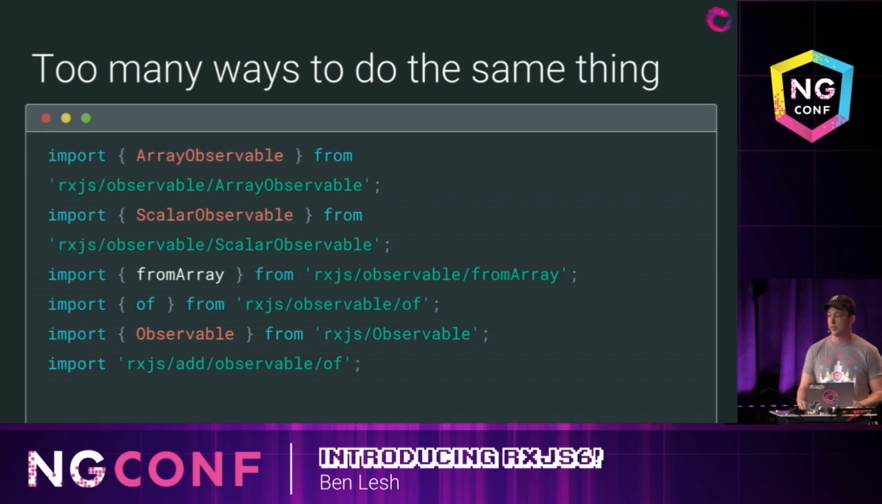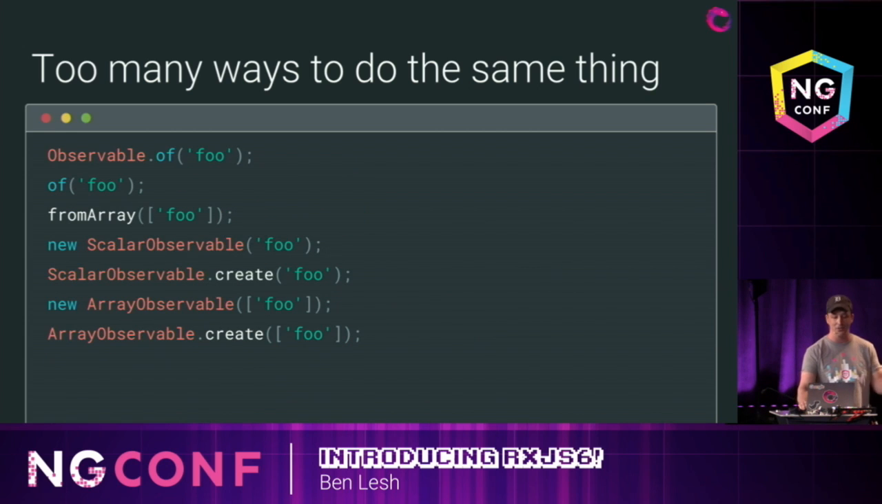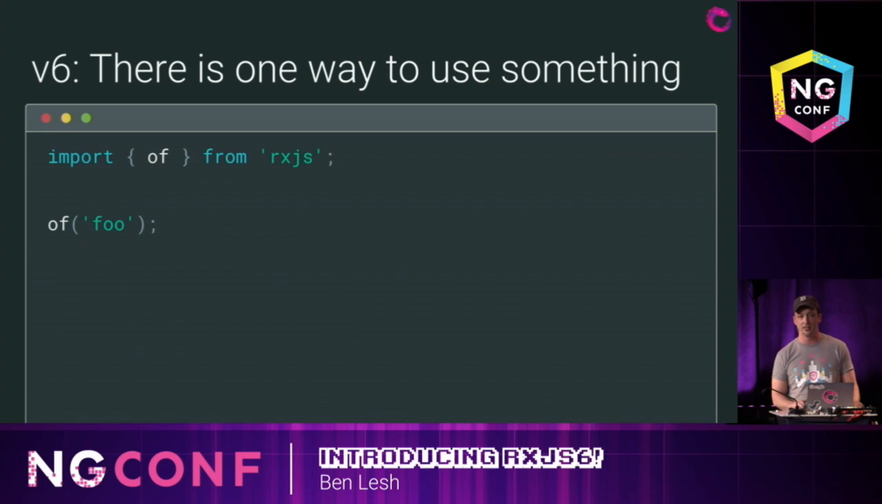So right now we have too many ways to do the same thing. These are all ways to do basically what Observable.of does. You can import ArrayObservable or ScalarObservable. You can use them directly with new. You could import from array, use of. I mean, this is how you use them. These are all doing the exact same thing. They even follow the same code paths in a lot of cases. In RxJS 6, there's only one way to do this. You import of and you use it. So no more of this, which one do I use? There's one.